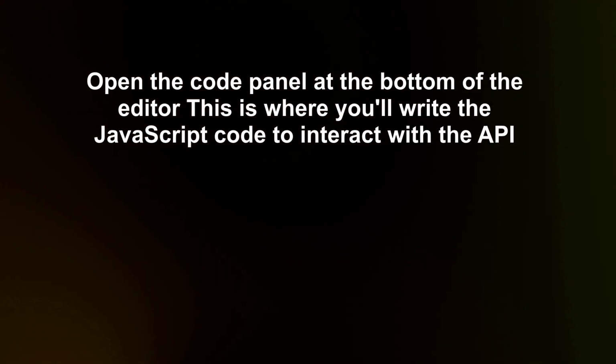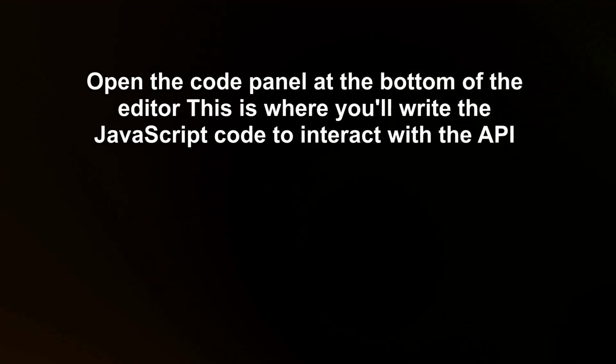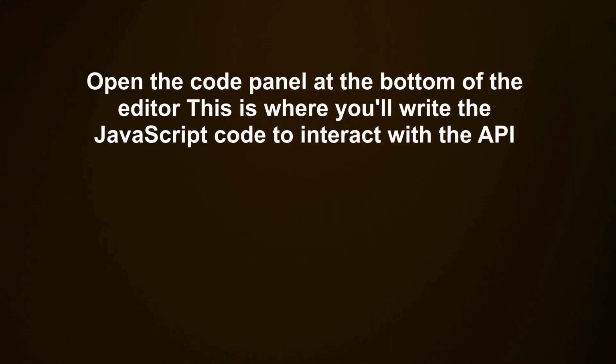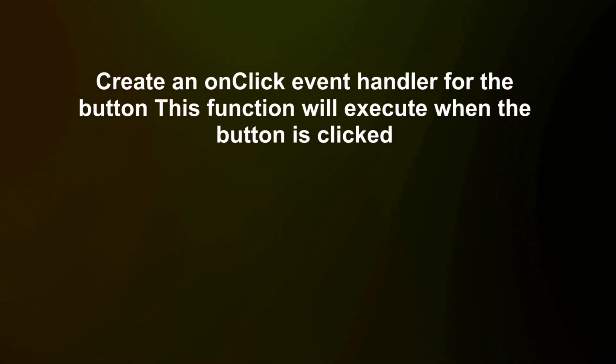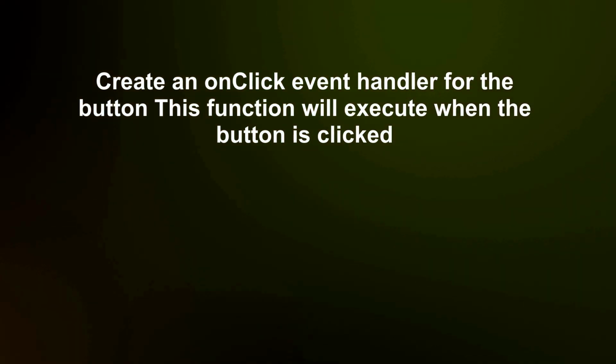Open the code panel at the bottom of the editor. This is where you'll write the JavaScript code to interact with the API. Create an onClick event handler for the button. This function will execute when the button is clicked.